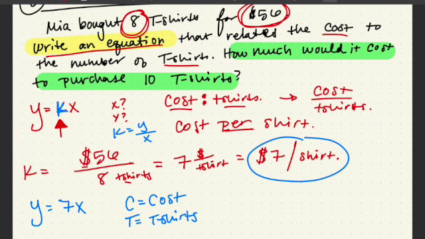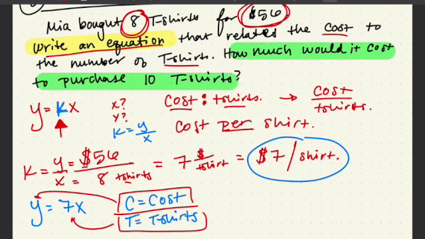You know what, let me write it here. K is equal to y divided by x. And our y was $56 and our x was 8 t-shirts. So if x is t-shirts and y is dollars, then the cost is going to go where the y is and the t-shirts is going to go where the x is. So we might have to write an equation with different variables, where the cost is equal to 7 times the number of t-shirts, or T.